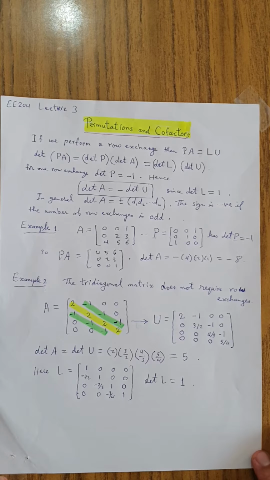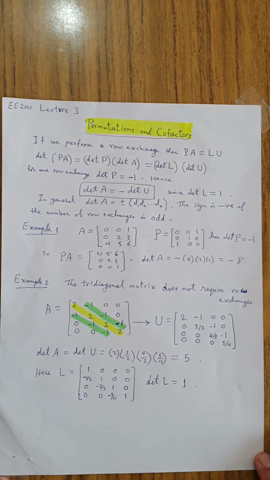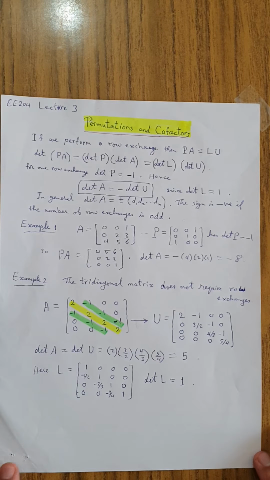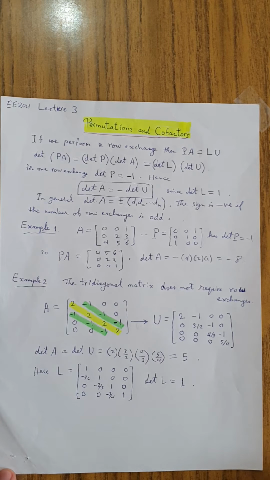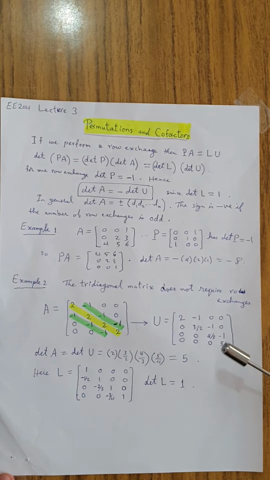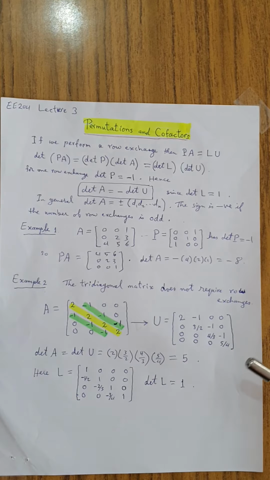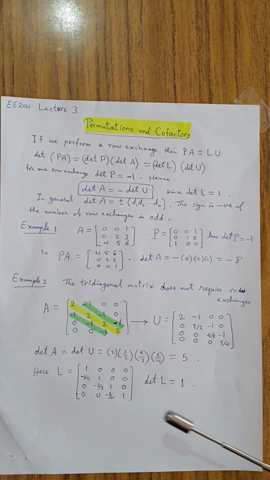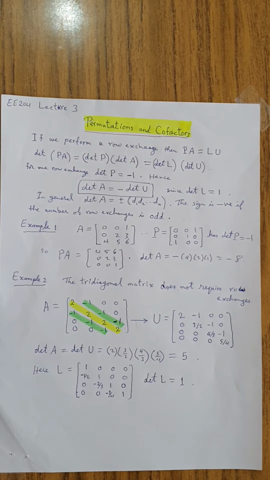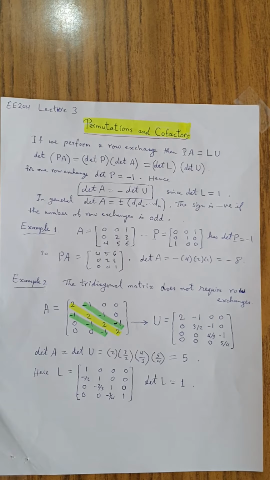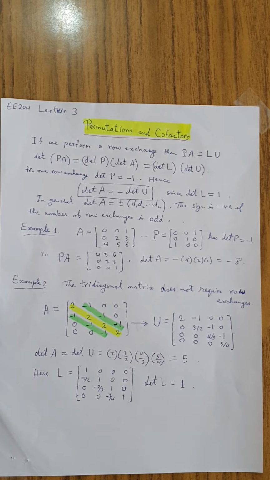Another example is the tridiagonal matrix, which does not require row exchanges. Moving from A to U, the pivots are 2, 3/2, 4/3, and 5/4. So the product is 5. This is the determinant of A. Here L is this matrix. You can check LU equals A, and its determinant is 1.